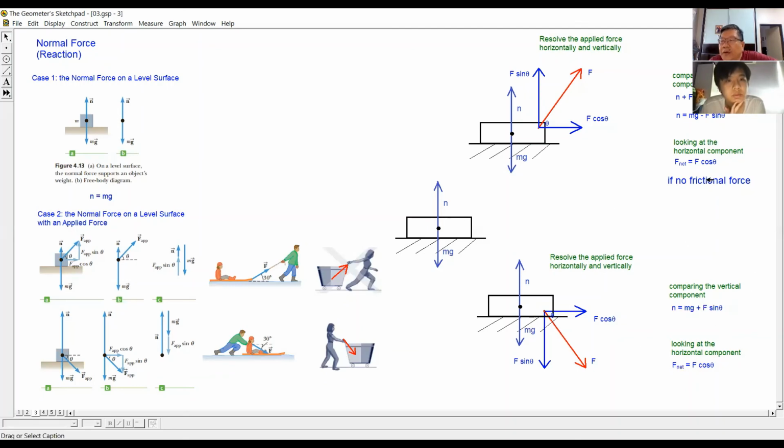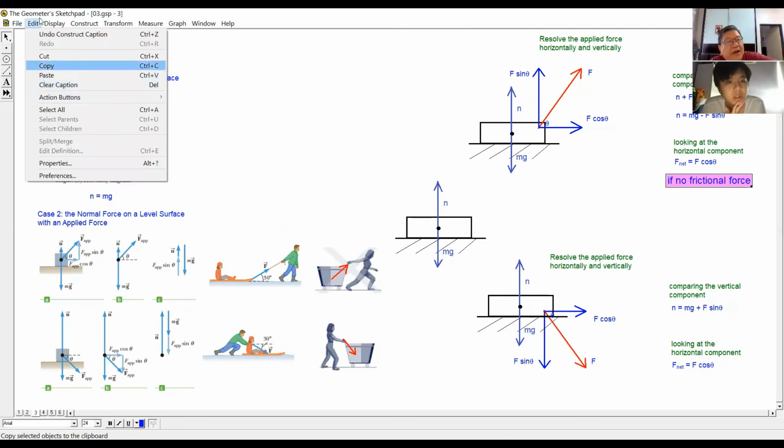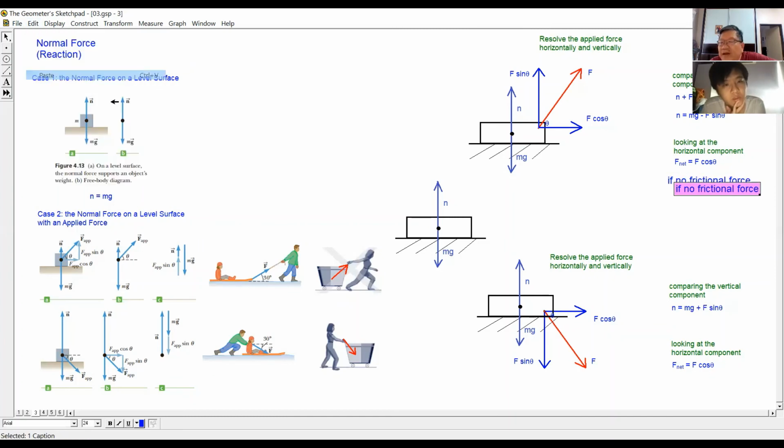Okay, now we're going to look at the horizontal component. There is only one horizontal component, F cos theta. And if there's no frictional force, then the accelerating force will be F cos theta only, right? So that is the difference between pulling and pushing an object. Pulling, the normal reaction is less. Pushing, the normal reaction is more, right?